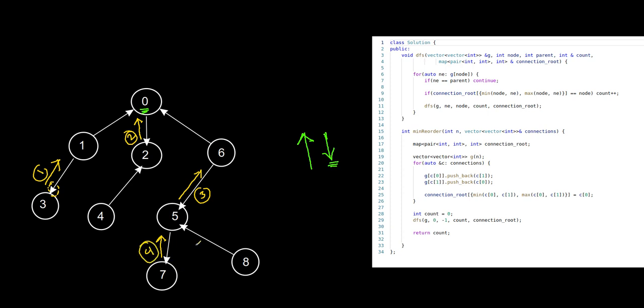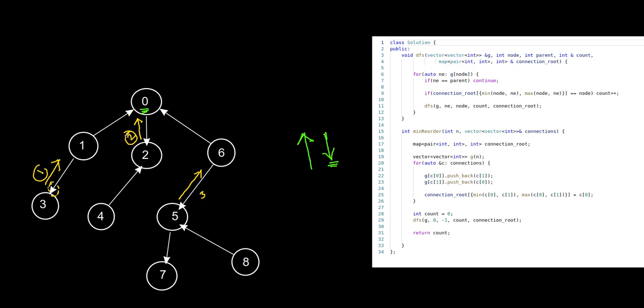So in total we have 4 connections that we need to change their directions, and after that all the cities can reach node 0. For example, 7 can go to 5, then 6, then 0, and 4 can go to 2, then to 0.